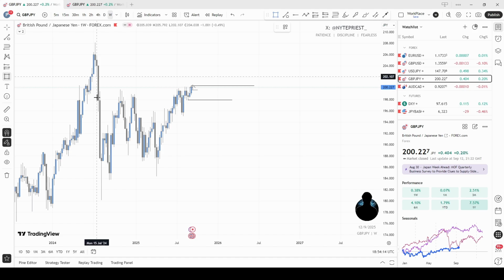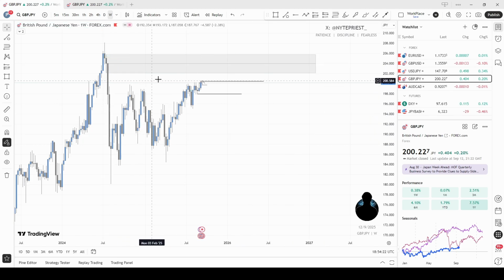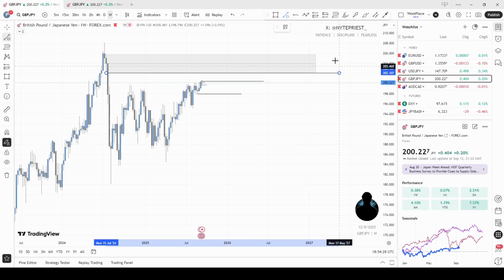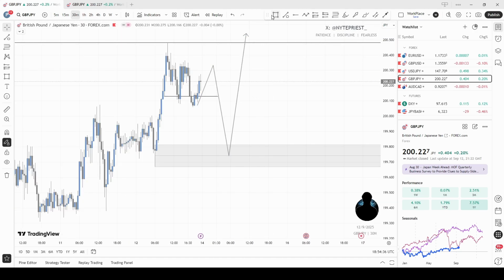And on the weekly time frame too, we have this supply here, which price can be targeting. Okay, so we should watch how price reacts from this supply zone on the weekly time frame. We have this supply, so we can go down to the lower time frame and see how price reacts from this supply zone.